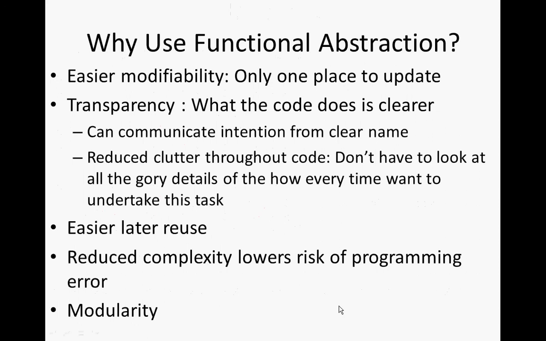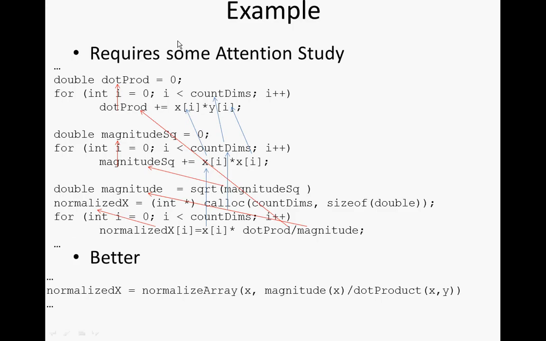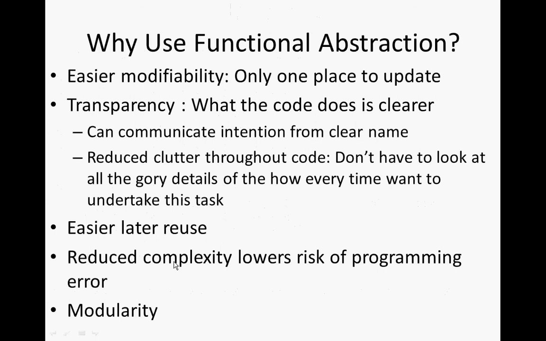Well, we just talked about a number of reasons. Easier modifiability. There's only one place to update when we change something, when we change how we want to normalize the array or what have you. Transparency. What the code does is clear. The code that uses that function is clear because the name makes it clear what is going on, at least a lot clearer than these. This is a normalizing of the array x that's going on here. It's cleaner than trying to tease it out and figure out what's happening. And it's reduced clutter through the code. We don't have to look at all the gory details of these computations. It's easier to reuse later, to call it from many other places in the code. And the lower complexity lowers the risk of programming error.